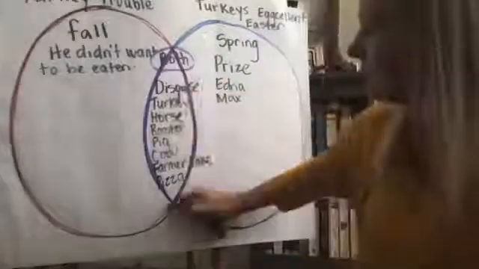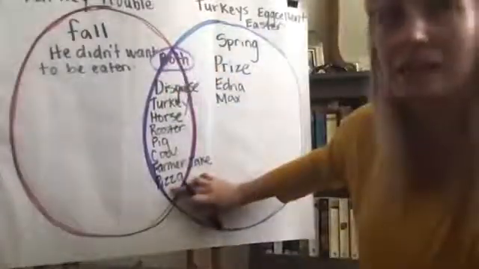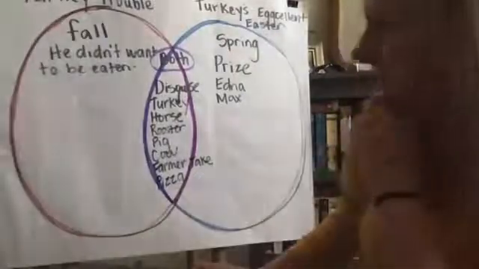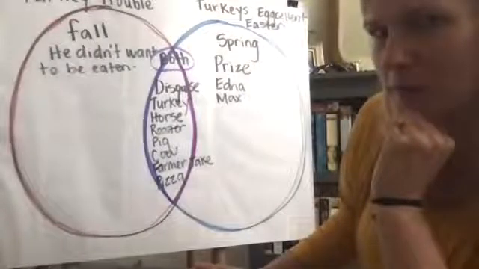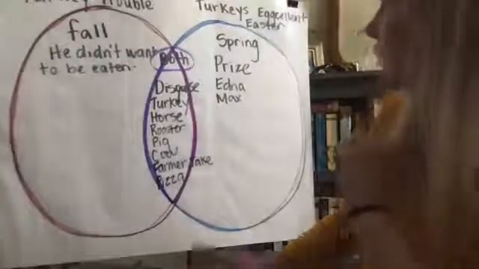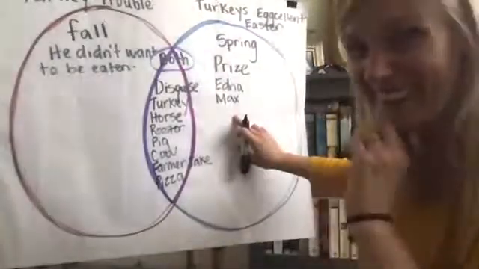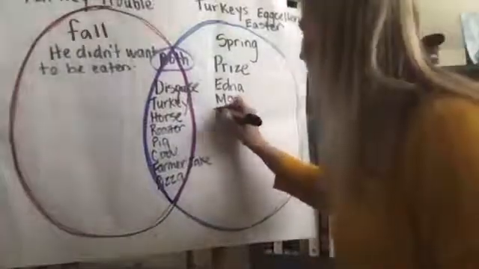And I wrote that. Notice that I wrote it in the purple section because they both have pizzas in it, didn't they? What was different about the pizza, though, in Turkey's Excellent Easter? What did it have on it? Yes, it had jelly beans.